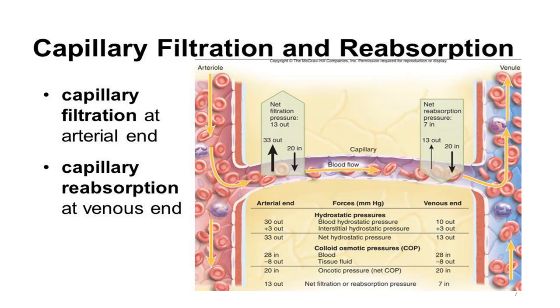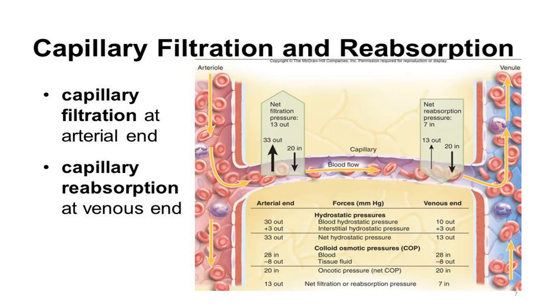So let's see the number of each of these pressures. The first one, blood hydrostatic pressure, is about 30 millimeter mercury, as I said, and this 30 millimeter mercury is out of the capillary. It means that it goes into the interstitial fluid. So please keep this 30 millimeter mercury out of the capillary in mind.